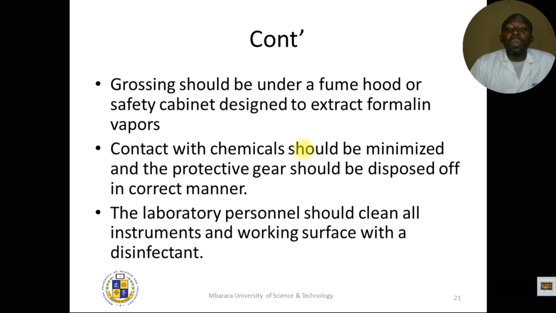So grossing should also be done under a fume or safety cabinet which is designed to extract formalin vapor. So it is advisable that we do the grossing under a safety cabinet which has the potential to suck away the fumes and reduce our exposure to formalin fumes. So contact with chemicals also should be minimized, and the protective gear should be disposed of in a correct manner.